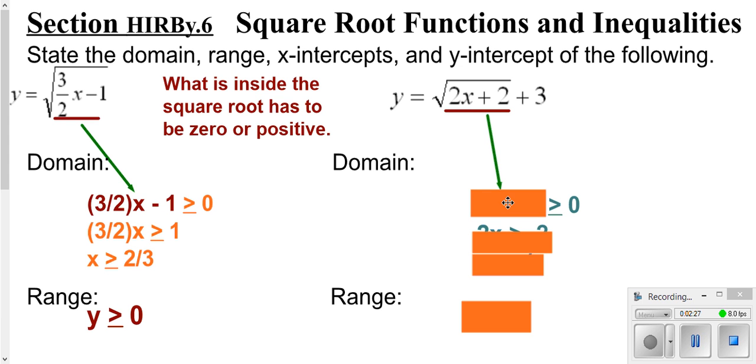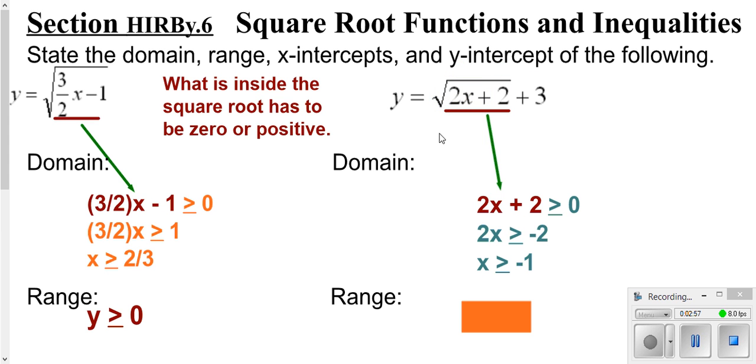Your domain: you take what's on the inside of your root for your domain, and it has to be greater than or equal to 0, because you can't take the square root of a negative. So we eliminate the negatives, and that leaves positives, or equal to 0. We solve that by subtracting 2 and dividing by 2.